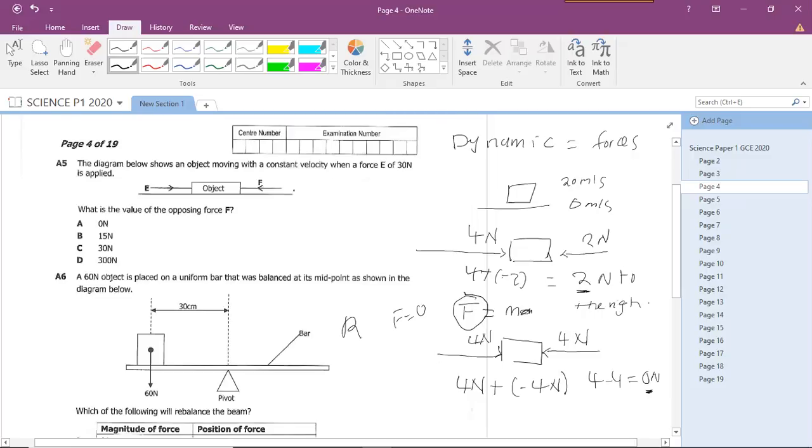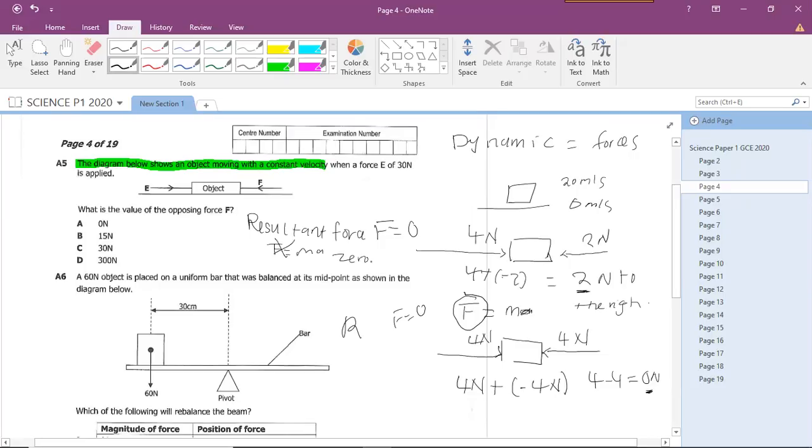So using this same principle, let's go back to question 5 and try to answer it. We are saying the diagram below shows an object moving with constant speed. So already we know one key thing here: constant speed means the resultant force, this F here, is equivalent to 0. If force is equal to mass times acceleration, and force is 0, there is 0 acceleration.